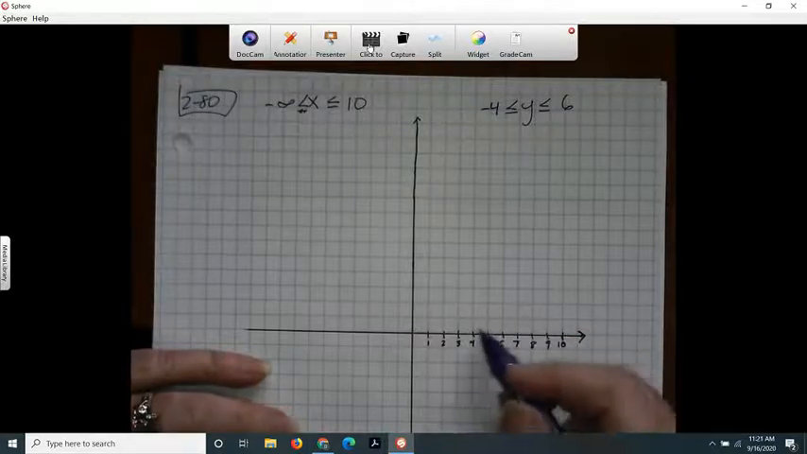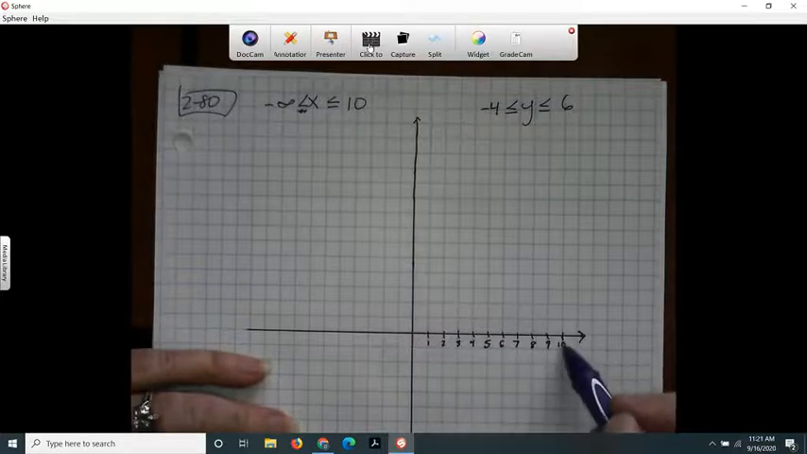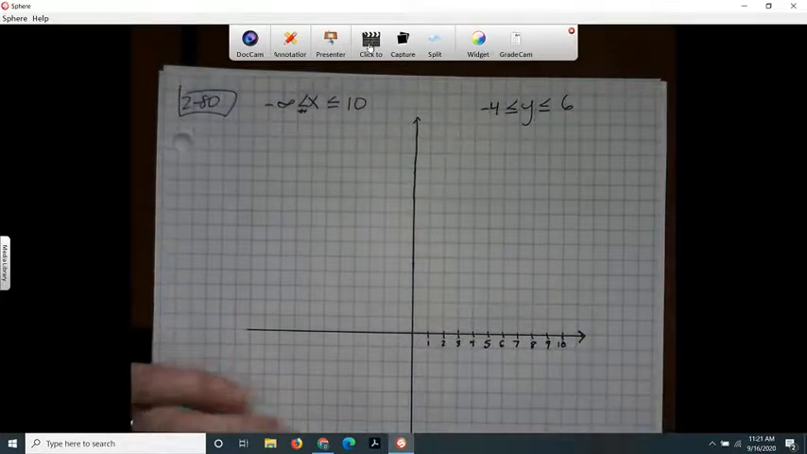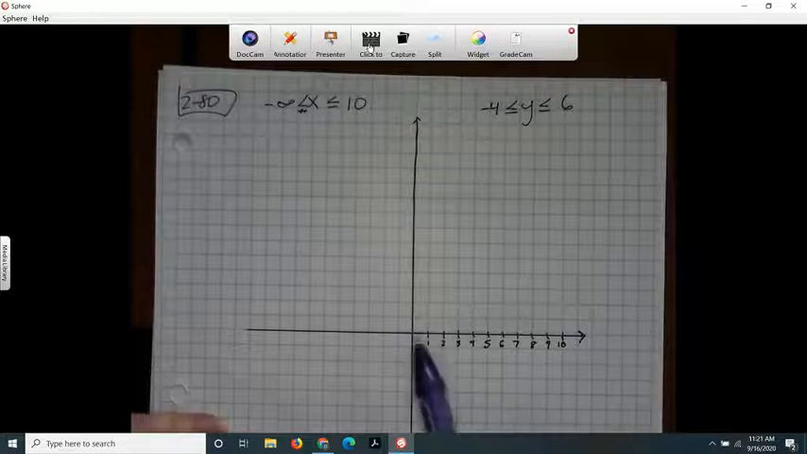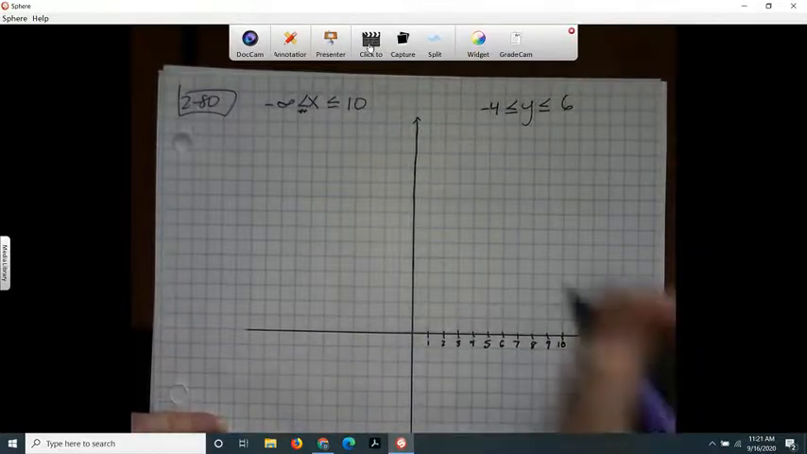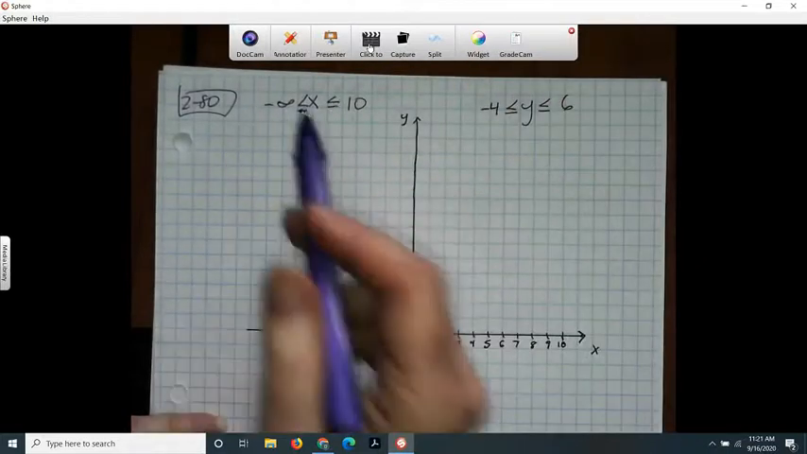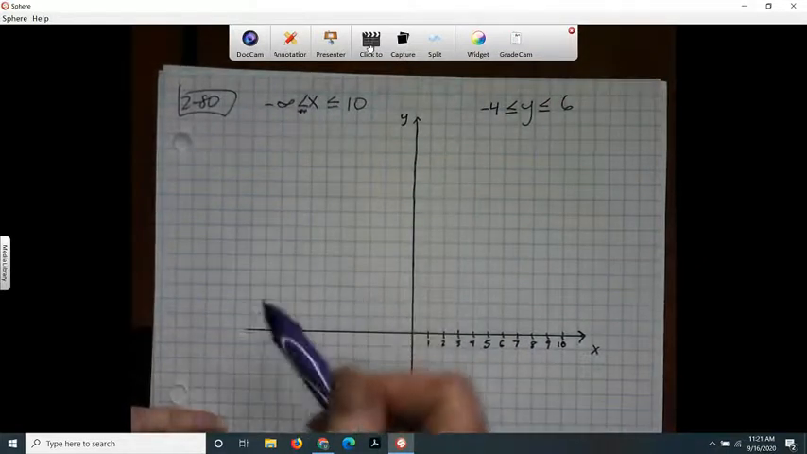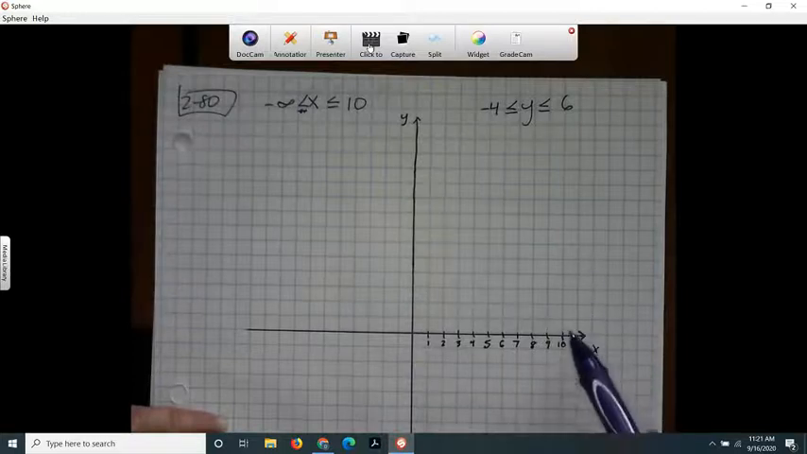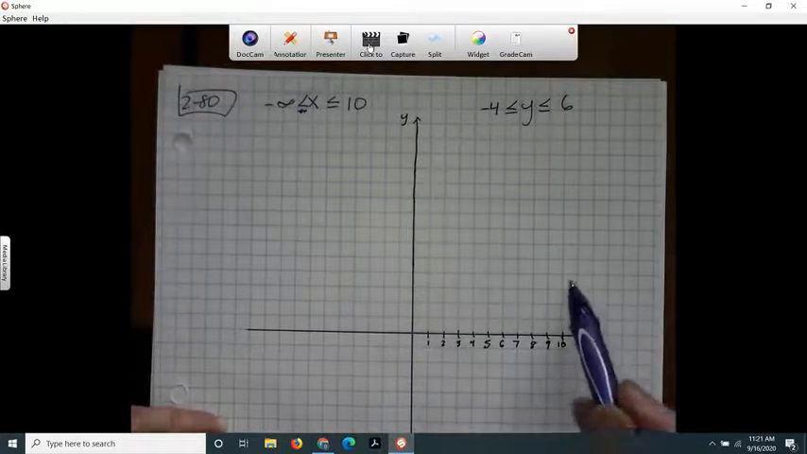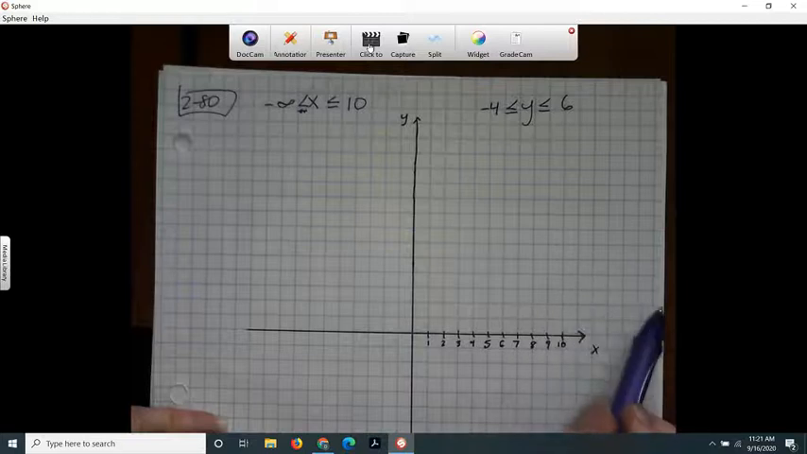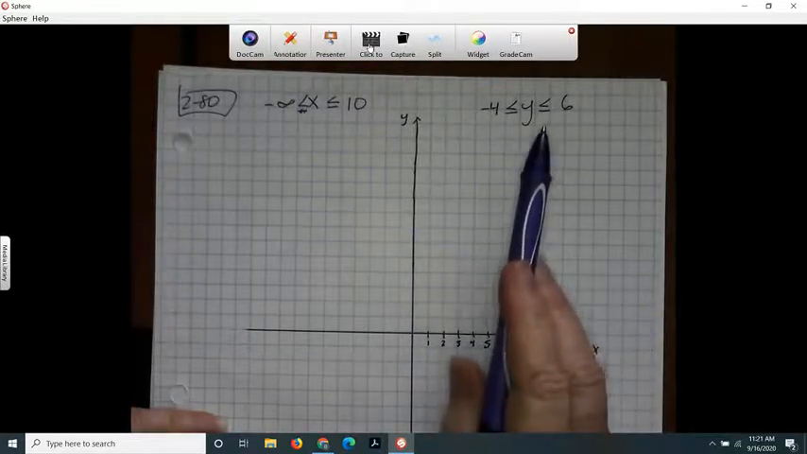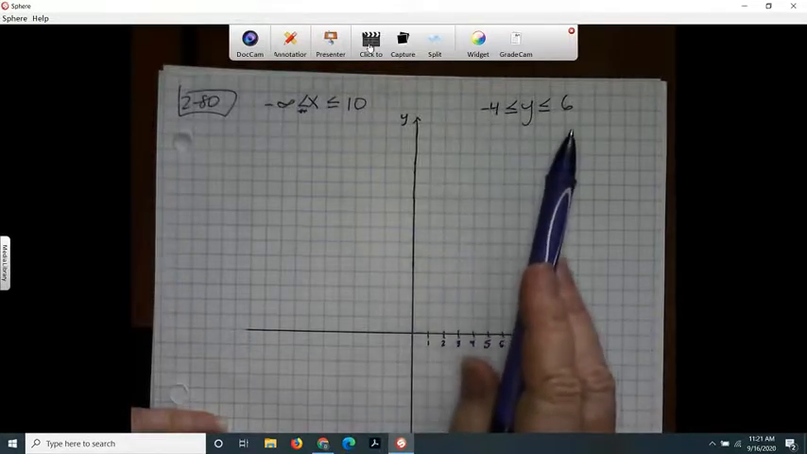Okay, I'm not telling you that you need to put all the numbers. You could just use the number 10. And I'm not going to bother labeling all these numbers. I will call this the x-axis and the y-axis. I'm not going to label all those numbers because my graph's going to go off into infinity. And it's not going to extend beyond 10 to the right. My y values are going to be in between negative 4 and 6.